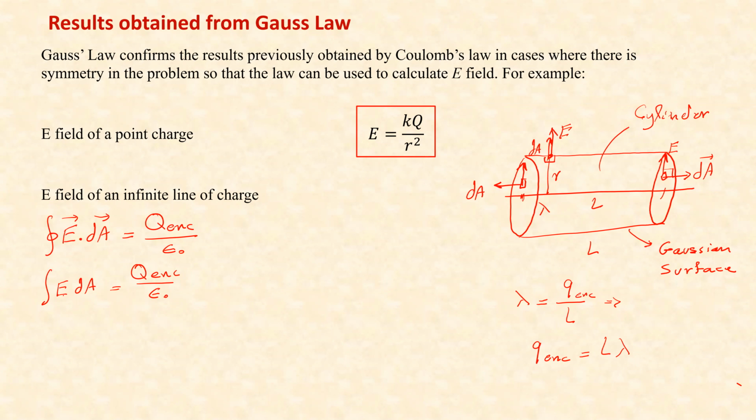And E again is the same everywhere on the cylinder, comes out, and we have E times the area, which is, what is the area of the cylinder? The area of this part of the cylinder, not the caps. Can anybody tell me? And then we put that equal to L lambda over epsilon naught. Isn't it pi r squared times L? That is your pi r squared times L is the volume. Try again.